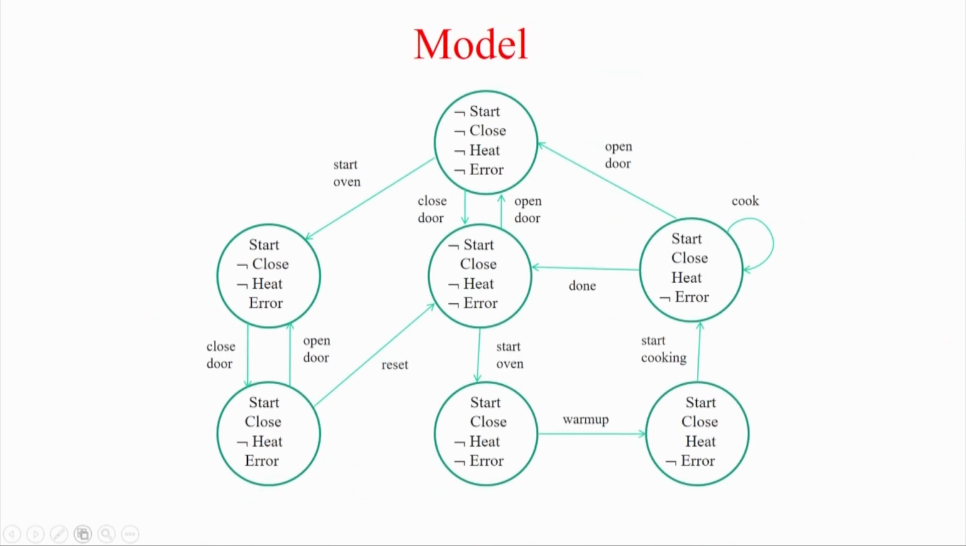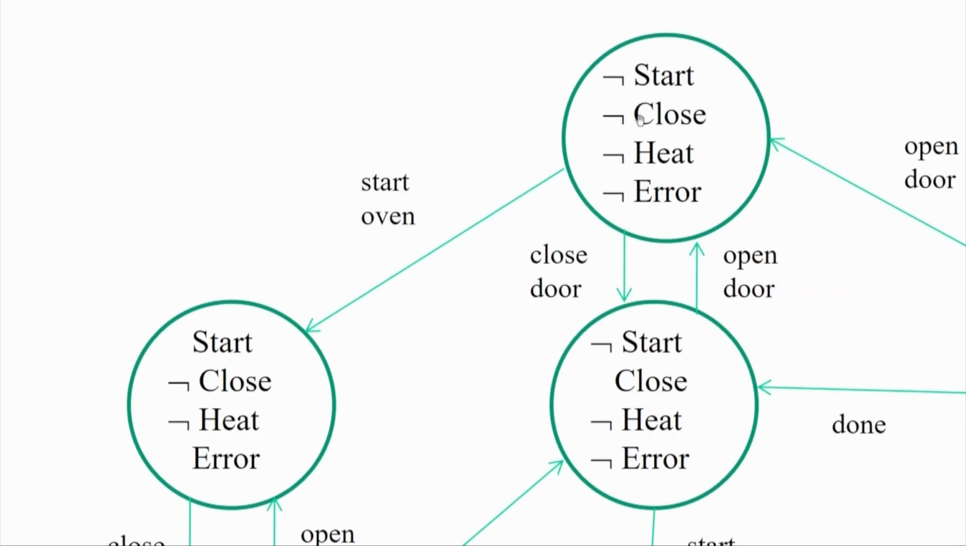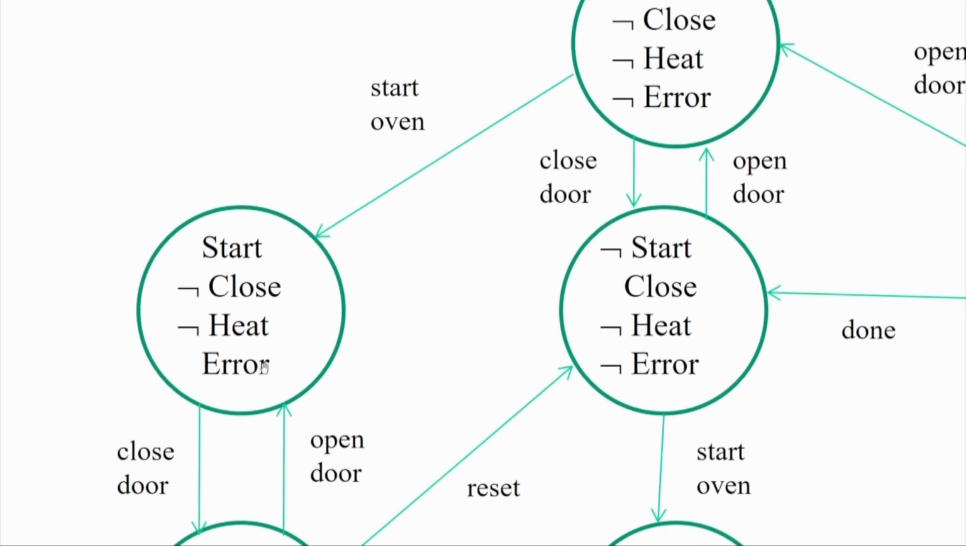Now the other part is basically an error part. Some error or beep will be given. So your door is not closed, that is open, and you start the oven. Heating will not be there and it will give a beep. That is, your door is open and you start switching on the heater, so it will say error, that means a beep will be given.